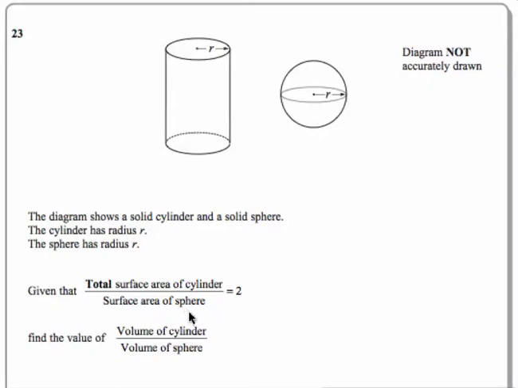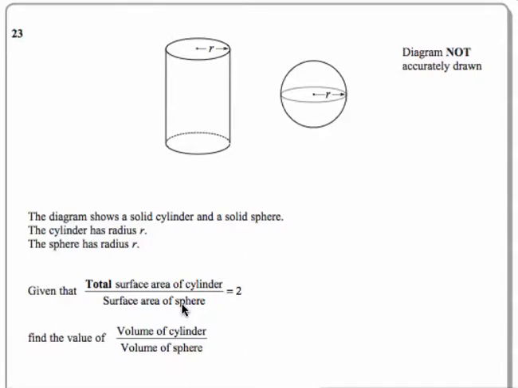Okay, let's have a think about this then. What they are saying here is that the scale factor, if you like, of the surface areas is 2. But let's see what we know about surface areas of cylinders and surface areas of spheres.